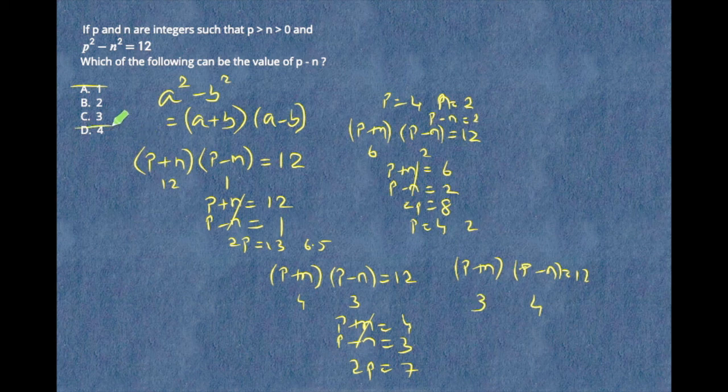Then we found out that the other options are not answers. So the answer choice B is the correct answer. This is how we solve this problem.